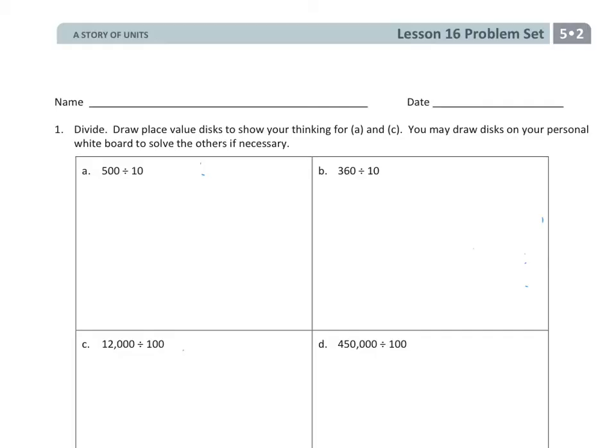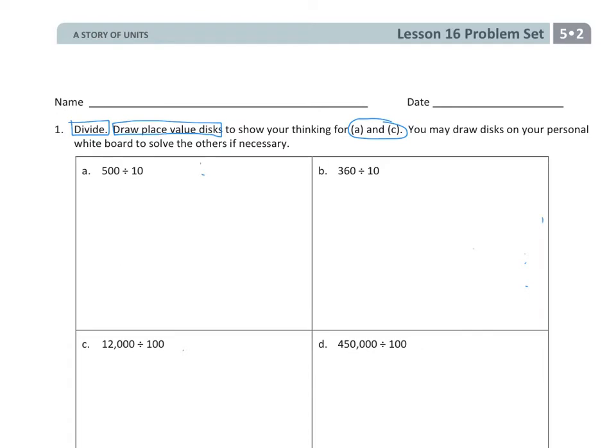All right, let's get started with number one. Number one, they want us to divide. They say draw place value discs to show your thinking for A and C. So let's circle A and C because we're going to be showing the division using place value discs. And then it says you may draw discs on your personal whiteboard to solve the others if necessary. So we at least need to do A and C with place value discs. And they're not too hard.